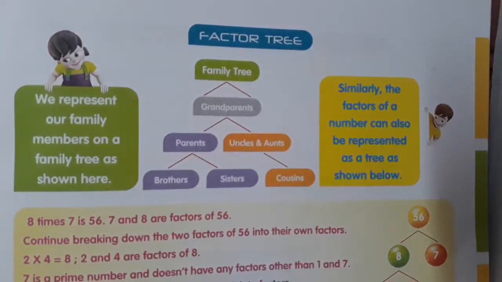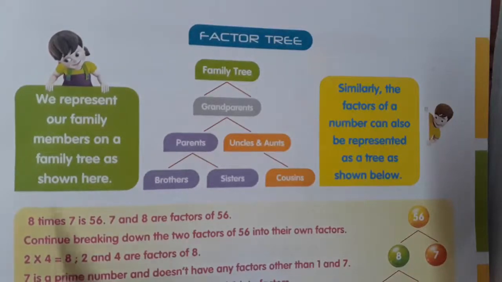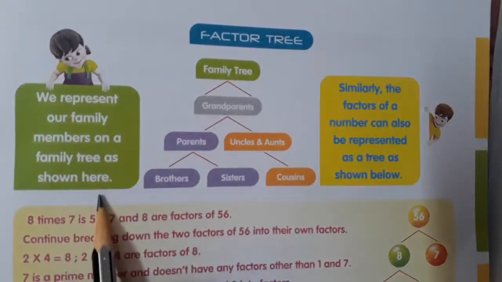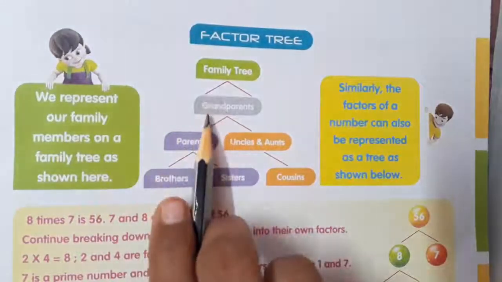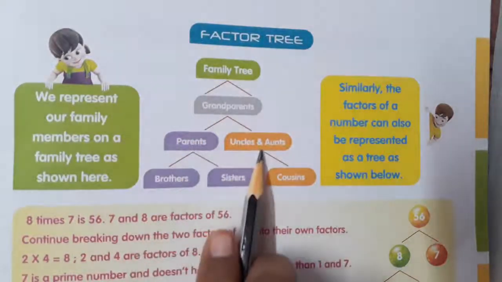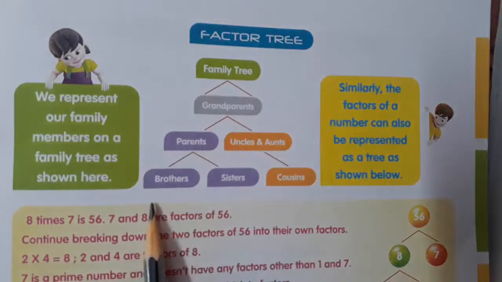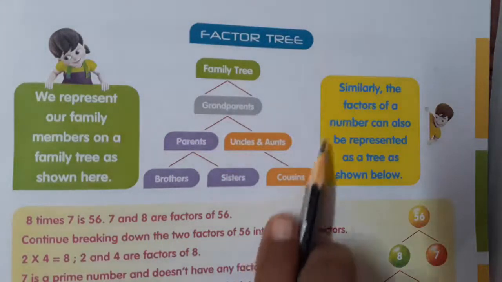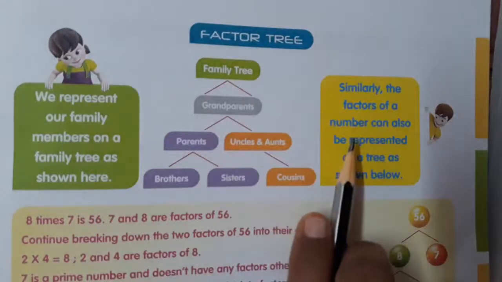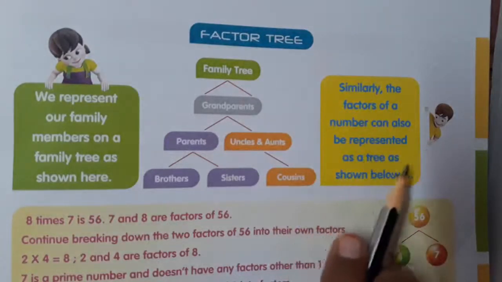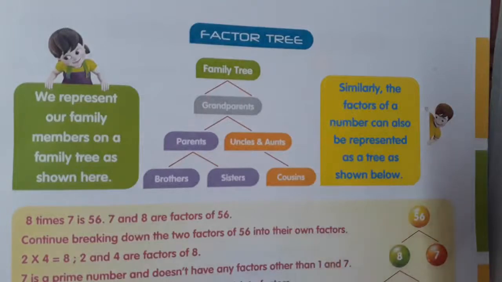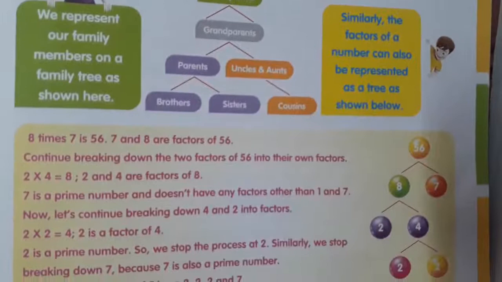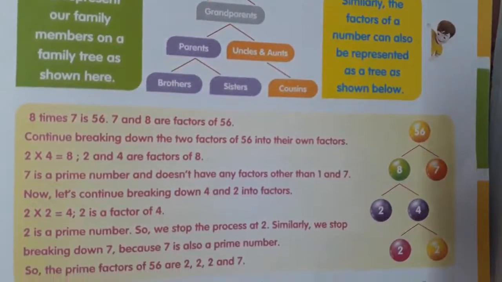Next concept, factor tree. See here, we represent our family members on a family tree as shown here. Family tree: grandparents, parents, uncles and aunts, brothers and sisters, cousins. Similarly, the factors of a number can also be represented as a tree as shown below. Like a family tree, we can represent a factor tree also.